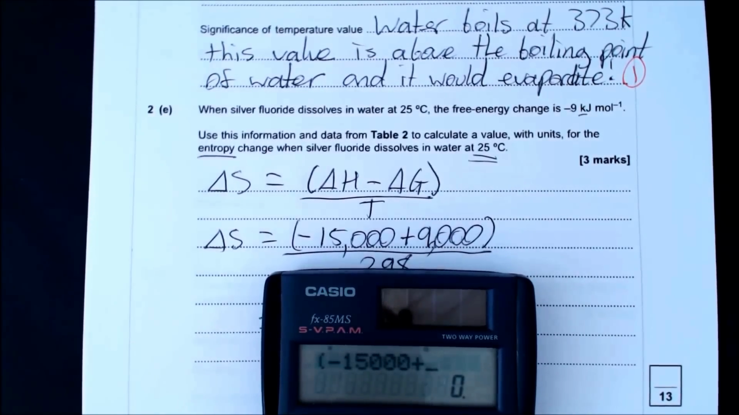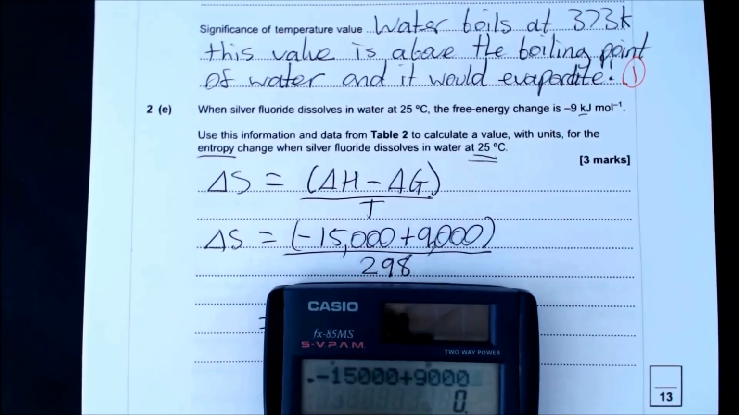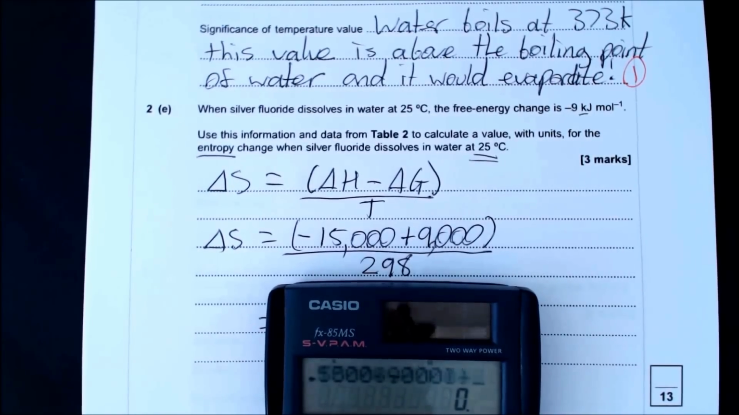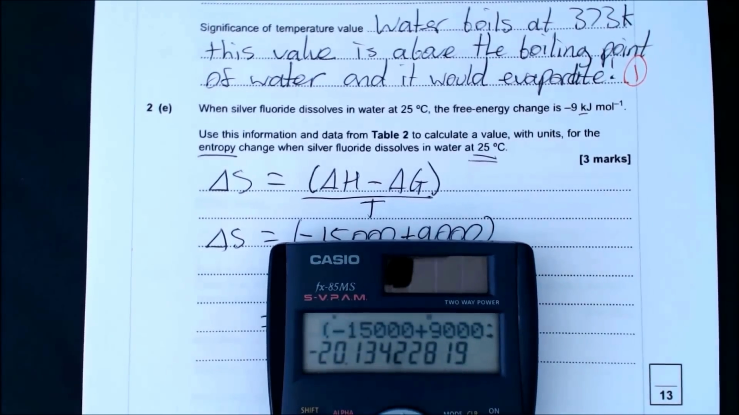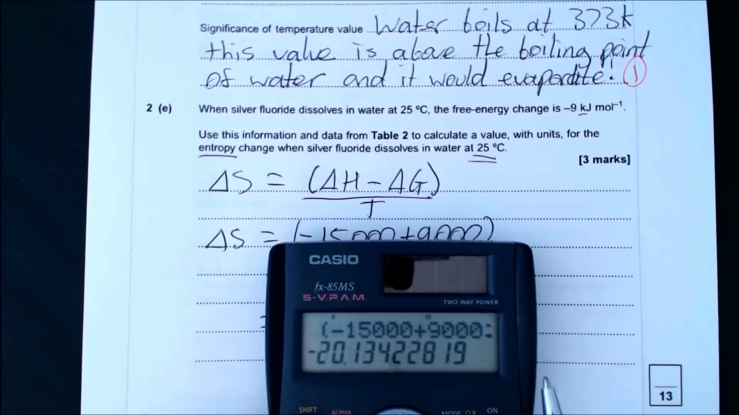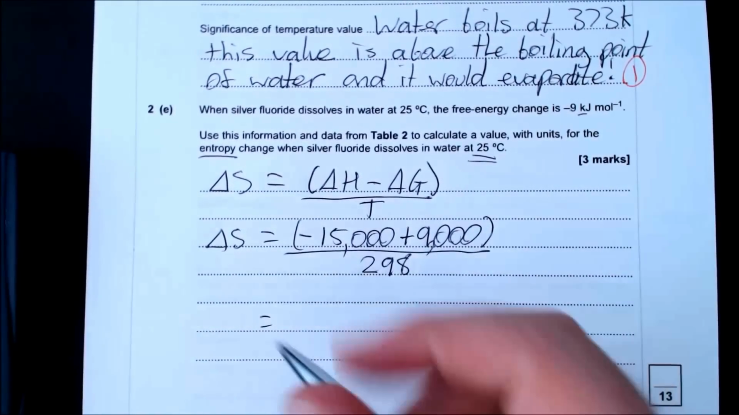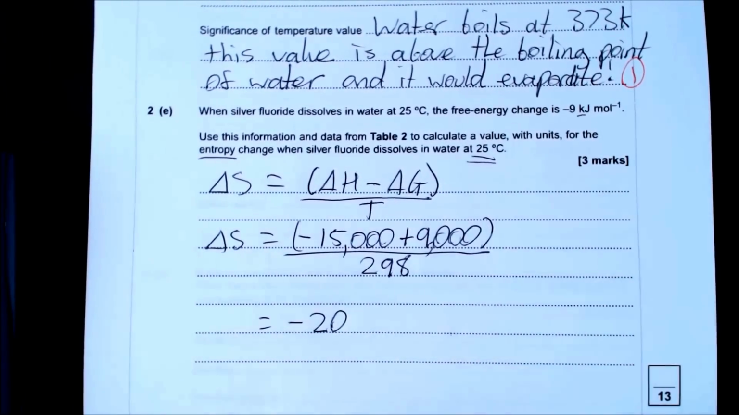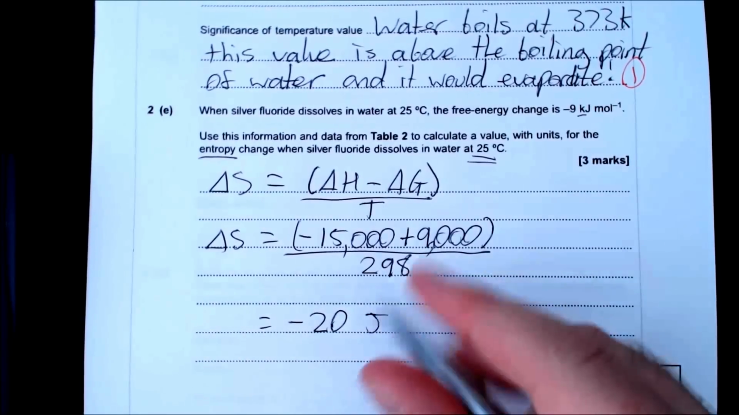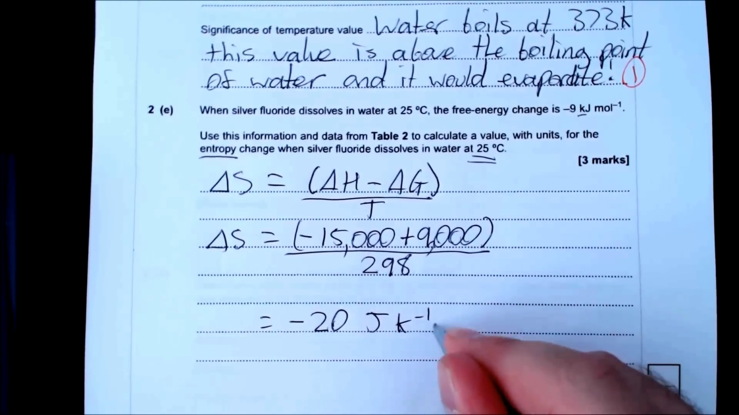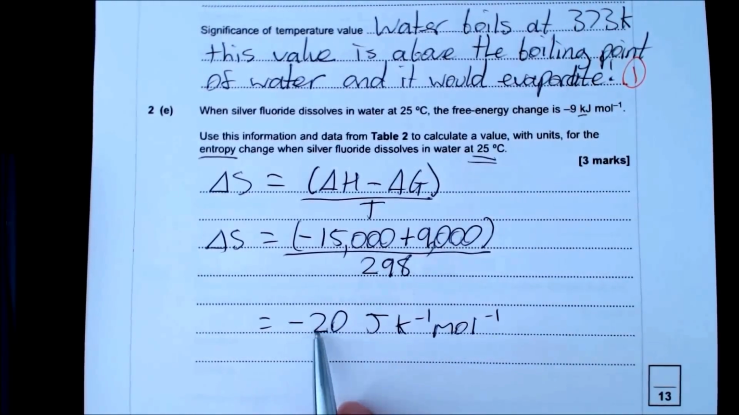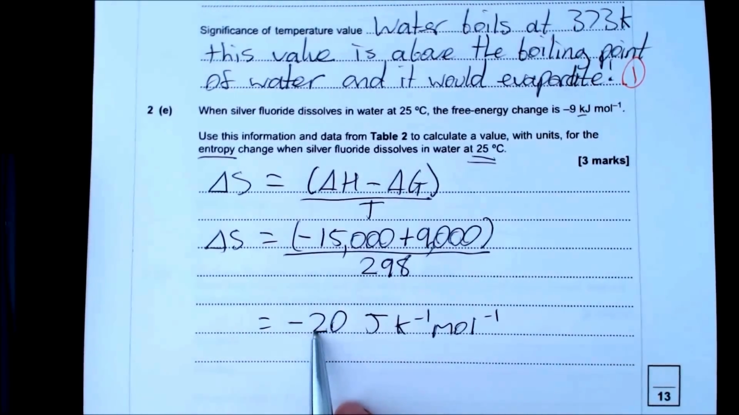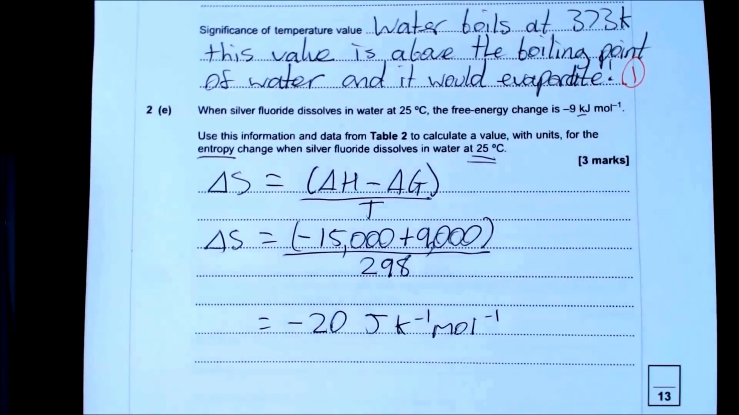15,000, and we're going to add 9,000, and we're going to divide that by 298. That's better. Okay, so we get minus 20 joules per Kelvin per mole. So minus 20, and entropy is always given in these units, joules per Kelvin per mole. I've given this to no decimal places because all of our other answers were given in that form as well.